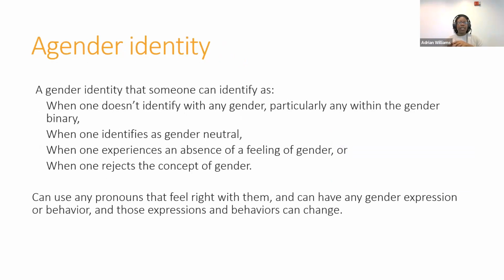Agender identity is often placed under the non-binary identity umbrella, but it can also be understood as its own gender identity. Those that identify as agender can identify as it for any number of reasons, including but not limited to when they don't identify with any gender, particularly those within the gender binary, those who identify as gender neutral, those who experience an absence of a feeling of gender, or those who reject the concept of gender completely.